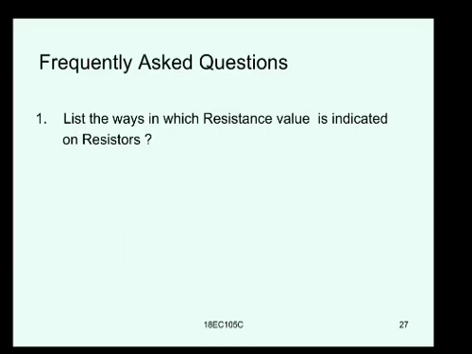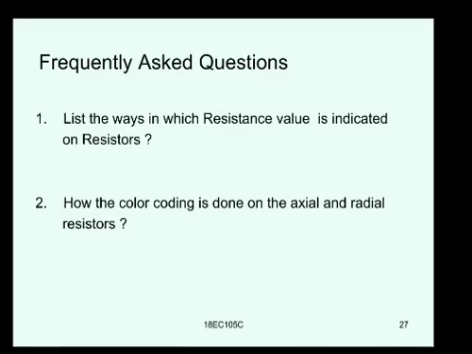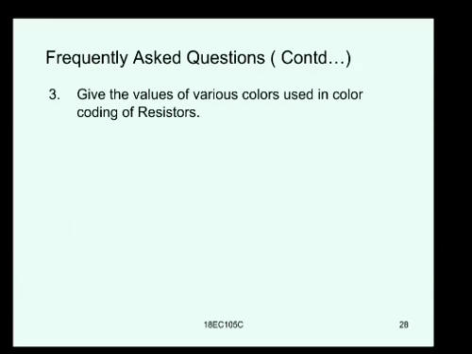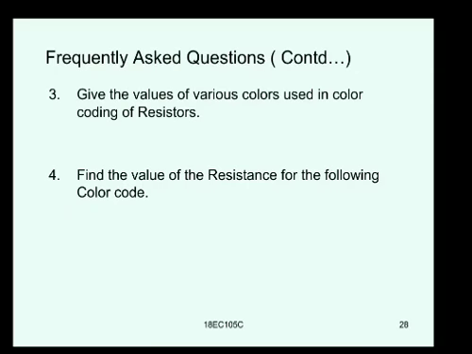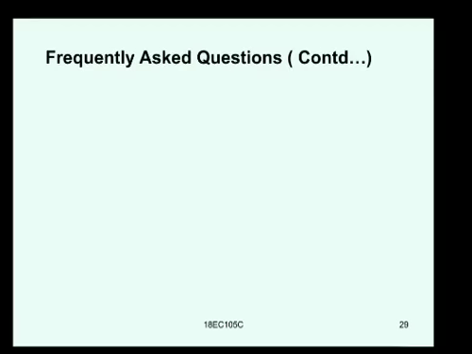Now, let us see the frequently asked questions in the examinations. List the ways in which the resistance value is indicated on the resistors. How is the color coding done on the axial and the radial resistors? Give the values of various colors used in the color coding of the resistors. That means we have to put it in a table. Find the value of the resistance for the following color codes given. So there will be some color codes given and we need to compute the values as we did in some examples.